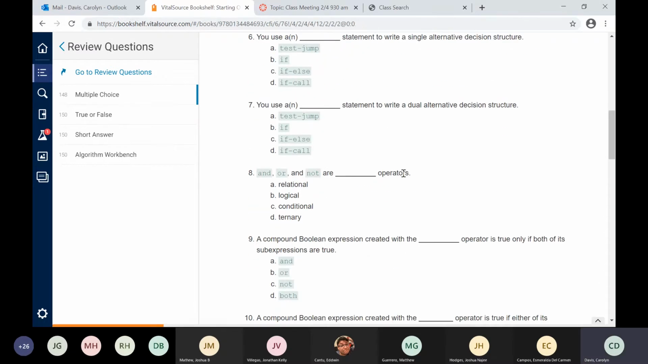And, or, not are what kind of operators? They are logical operators. B. There's only 3 of them: and, or, not. Notice they're all little letters.